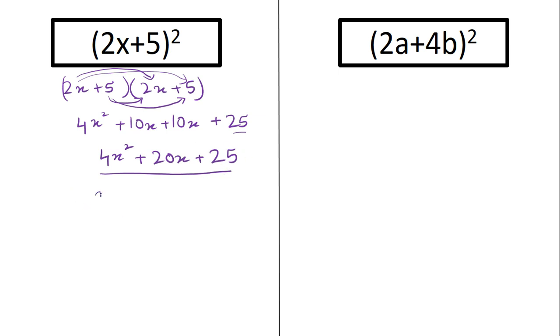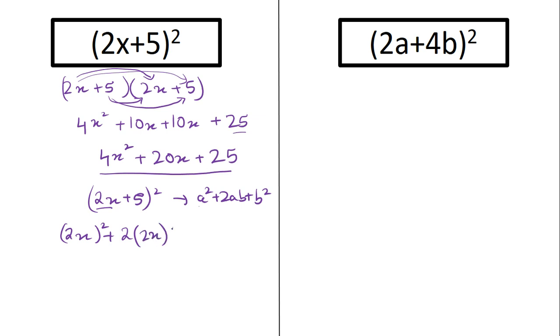If I try to do the same thing, (2x + 5) whole squared, in this way, a squared plus 2ab plus b squared. So if you look at it, on my a, I have 2x, so that means (2x) squared, plus 2ab means plus 2 times my a, that is 2x, times the b, which is 5, plus b squared, so that is 5 squared. Now (2x) squared means 2 times 2 is 4 and then x squared. So I just have a 4x squared.